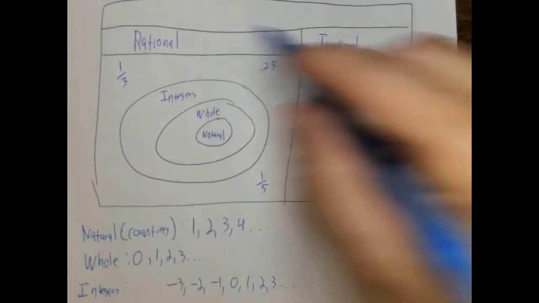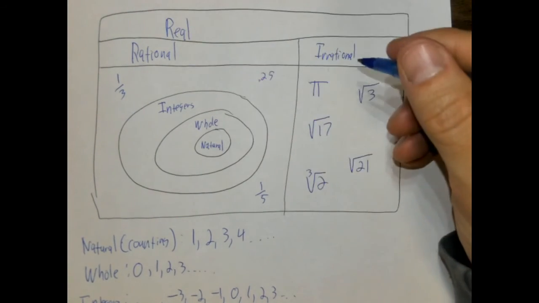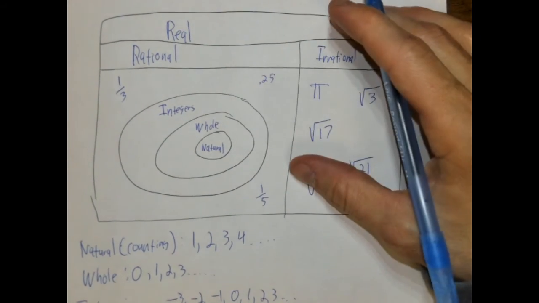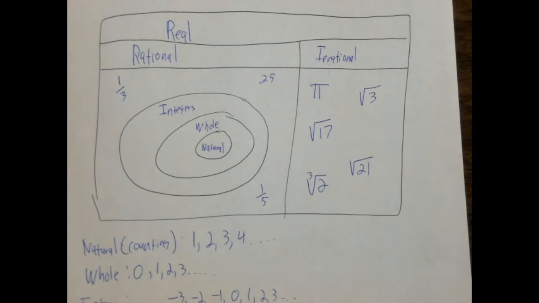Now, all of these numbers are considered real, okay? The real number set. That's the 99.9% of the numbers you work with are going to be considered real numbers.